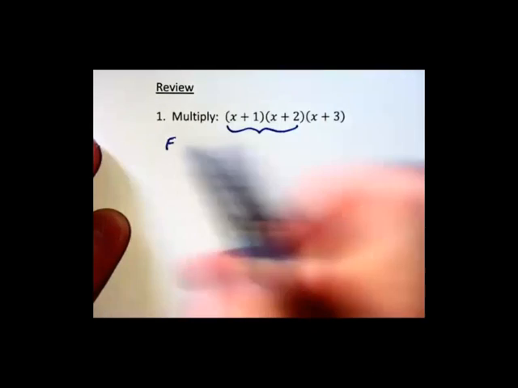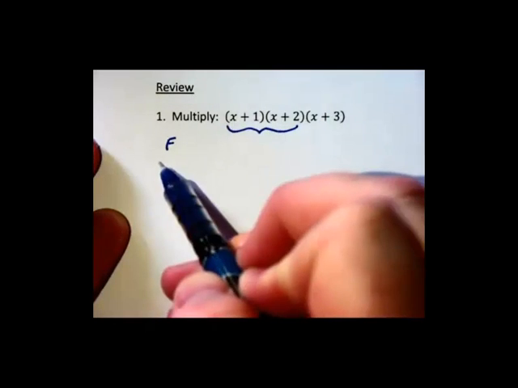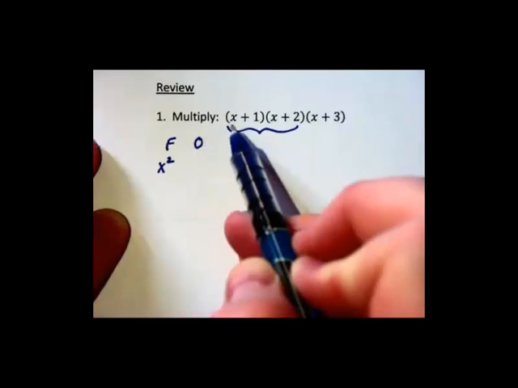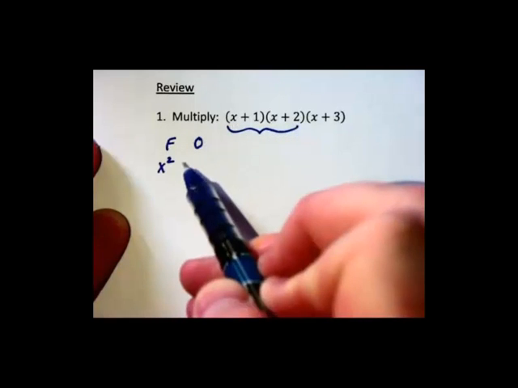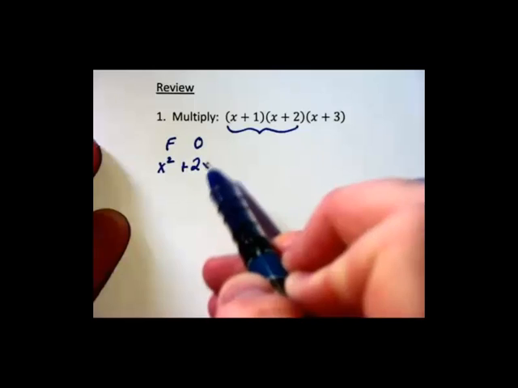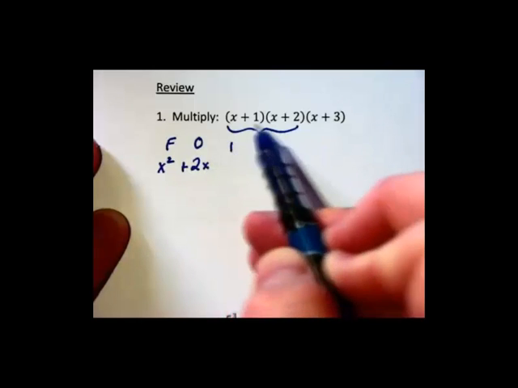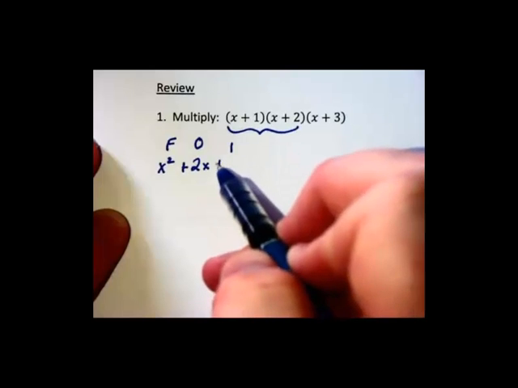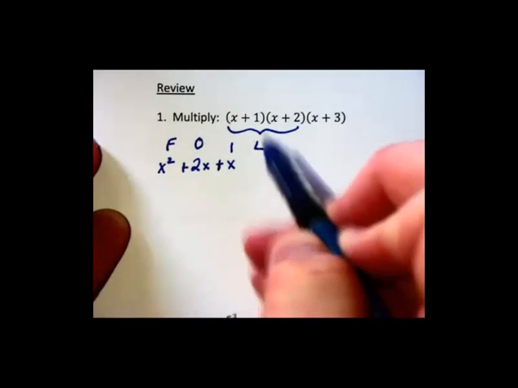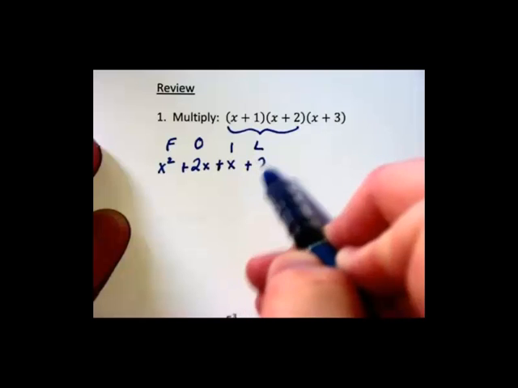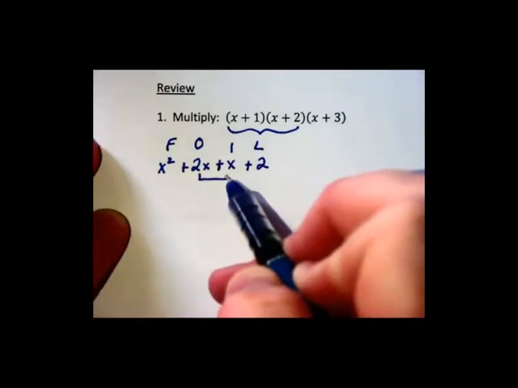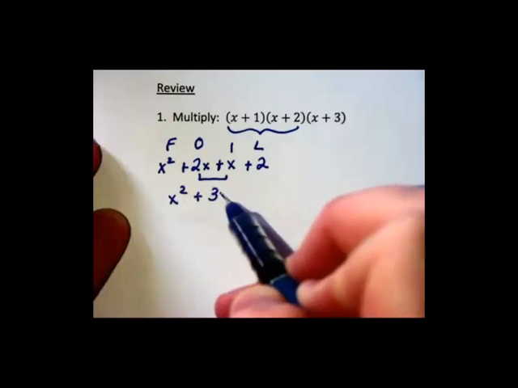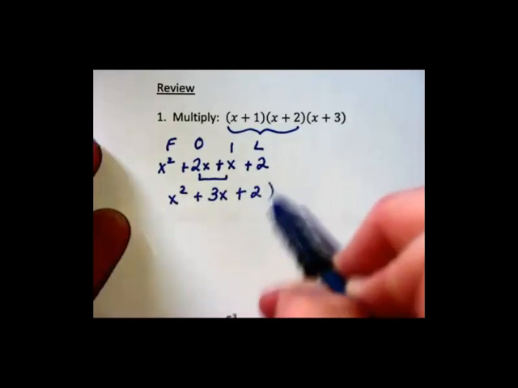The first term of FOIL, x times x, gives us x squared. O for outer refers to the x on the far left and the 2 on the far right, so plus 2x. I, standing for inner, is the two terms closest together, the 1 times the x, giving us plus x. And L, 1 times 2, is positive 2. Combining these middle terms together, we have x squared plus 3x plus 2.